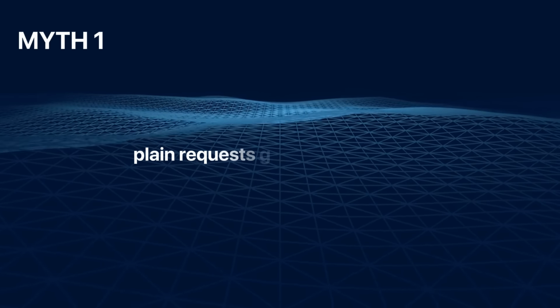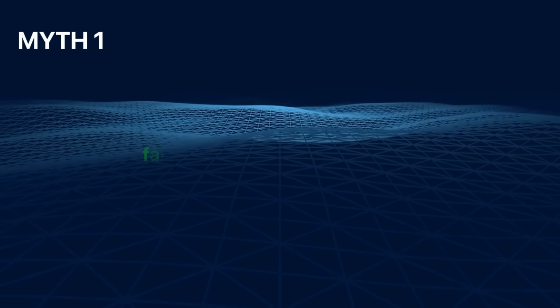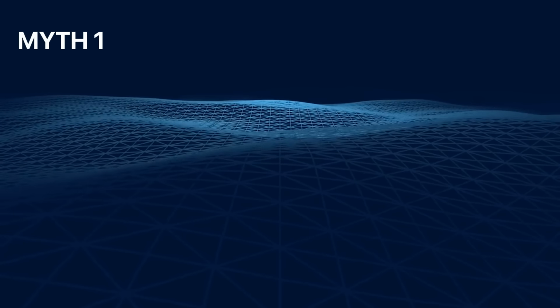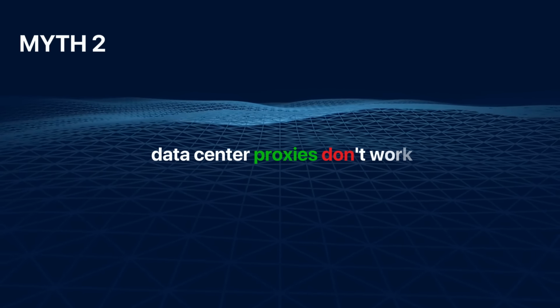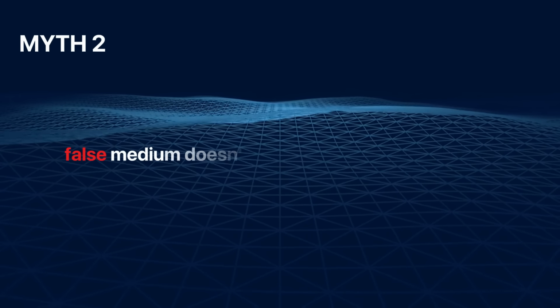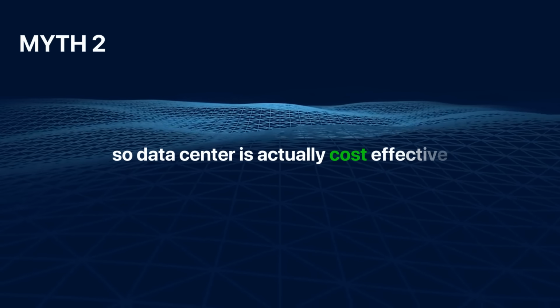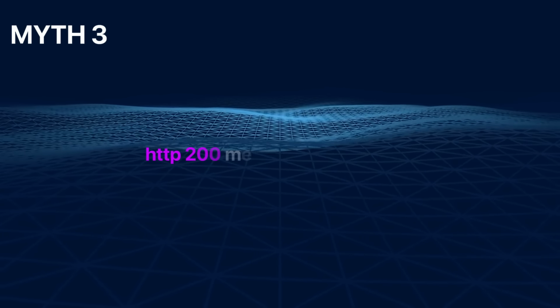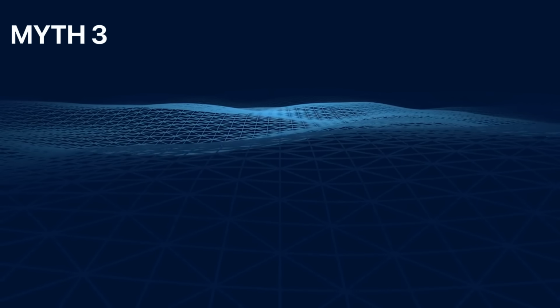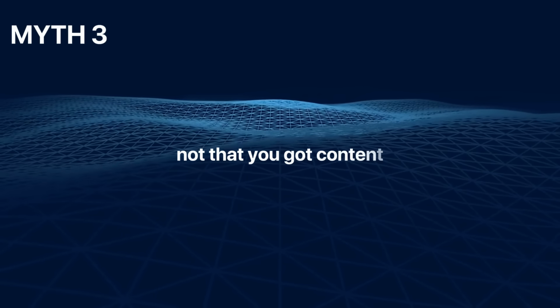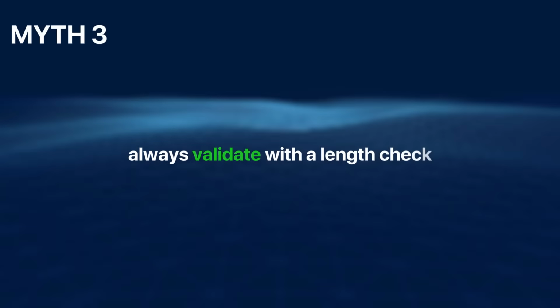Myth 1. Plain requests gets you everything. False. It gets you directory pages. Article body needs JavaScript. Myth 2. Datacenter proxies don't work. False. Medium doesn't aggressively filter by IP type, so datacenter is actually cost-effective. Myth 3. HTTP 200 means you succeeded. False. 200 means the request completed, not that you got content. Always validate with a length check.